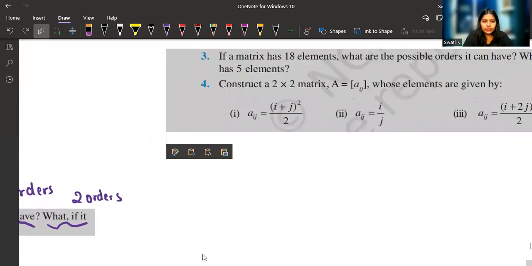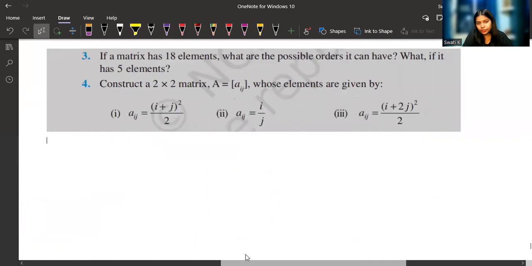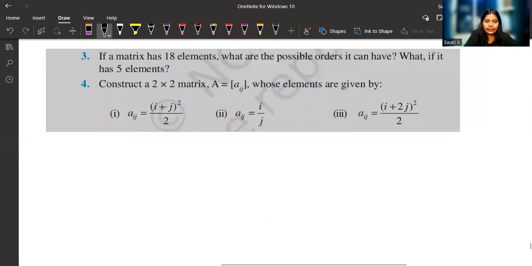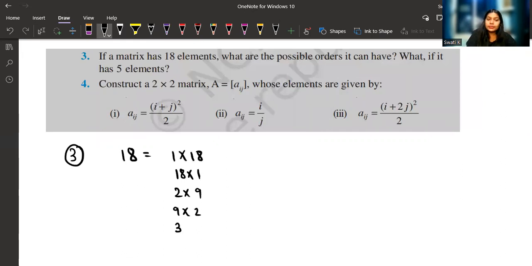Okay, so this is the question that I have in question number 3 and 4. You can see question number 3 is exactly the same. A matrix has 18 elements, right? So for the third one, 18, you can write down in how many ways? 1 cross 18, 18 times 1, 2 times 9, 9 times 2, 3 times 6, 6 times 3. Do we have any other? No. So it will have how many possible orders? 1, 2, 3, 4, 5, 6. So it will have 6 possible orders.